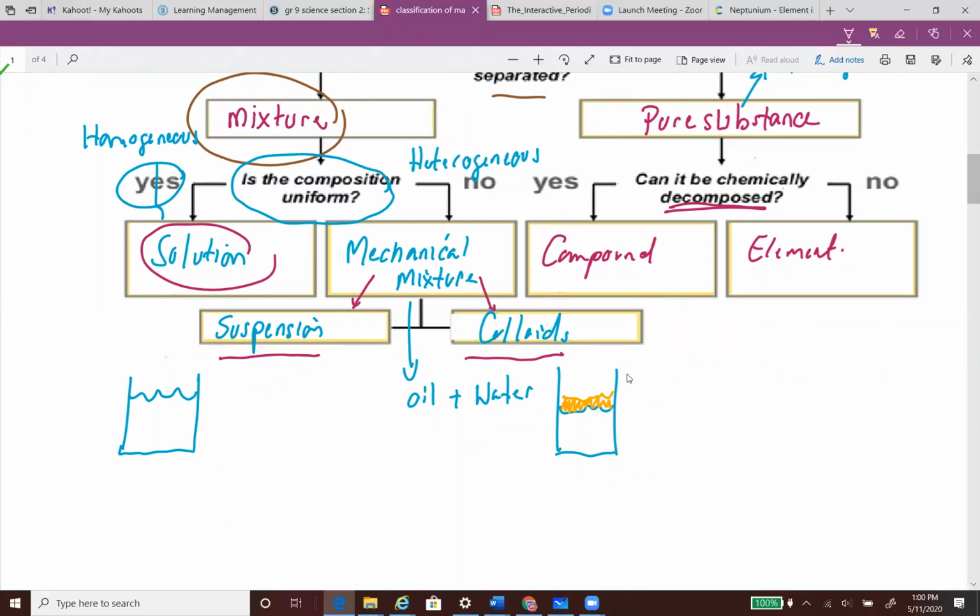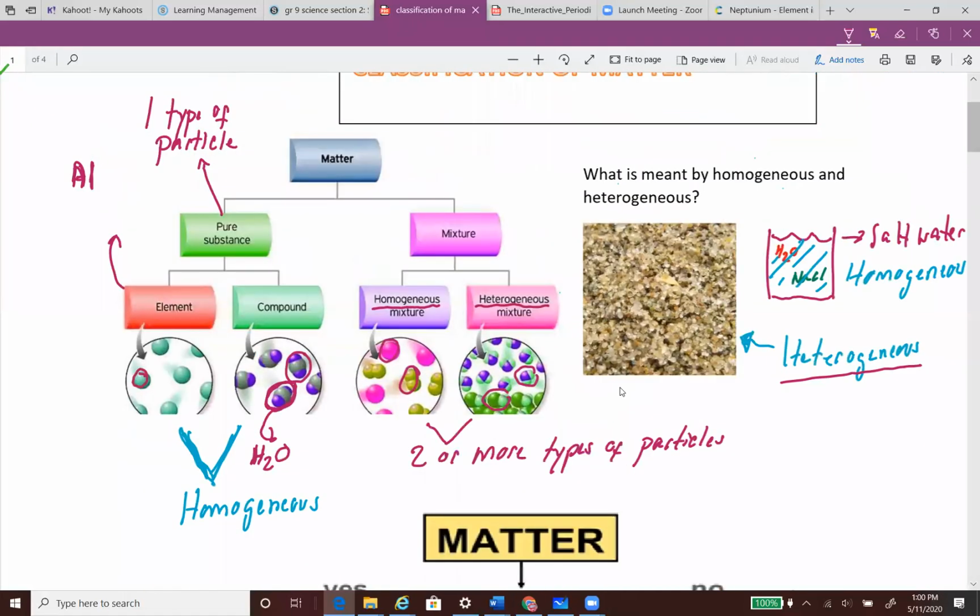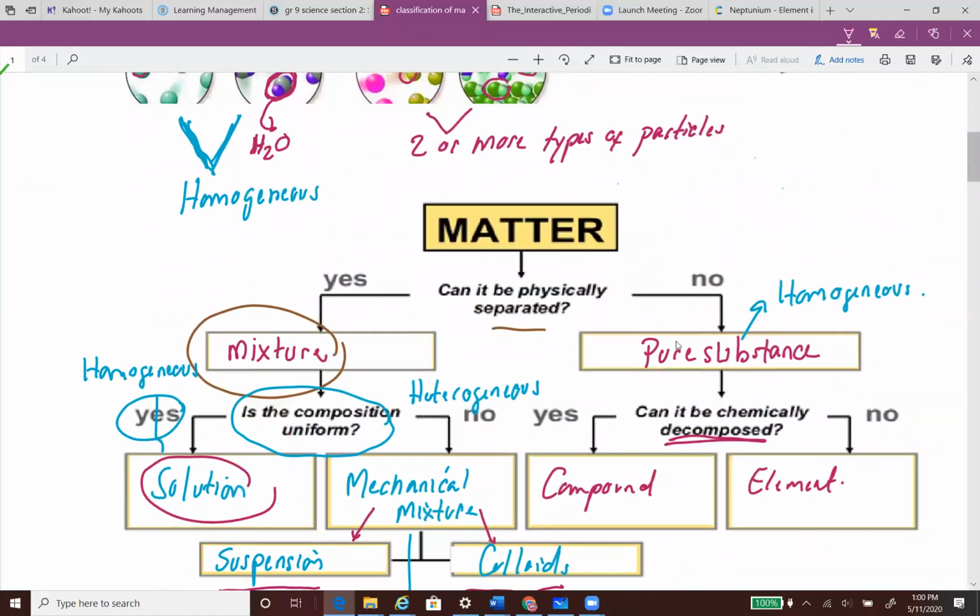And that is it for classification of matter. The next time, we will talk about the properties of matter.